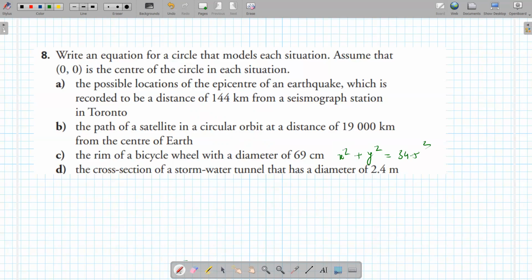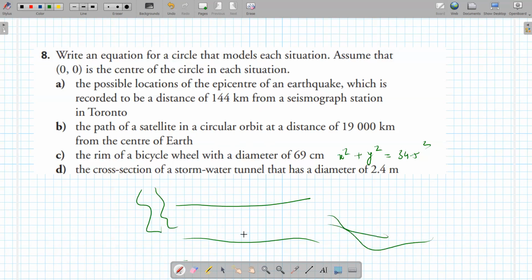The cross section of a stormwater tunnel that has a diameter of 2.4 meters. What's a cross section? So let's say this is the tunnel, and water comes through here and then goes through a river or a water processing facility. Cross section is you take this tunnel, take a knife or anything and cut it right here. You literally cut it and then you turn it towards you and this is what you're gonna see. This is the drain. So this is called the cross section.